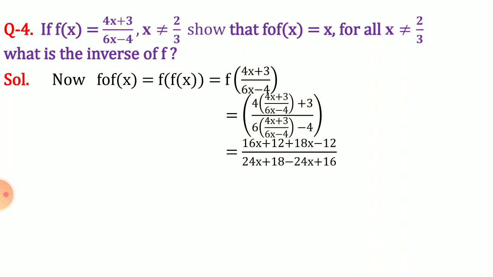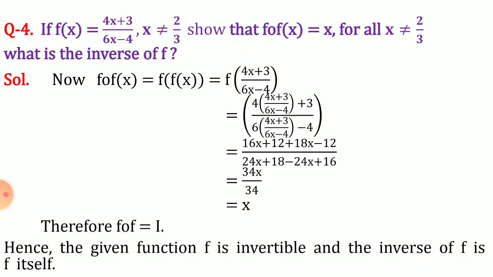So then 16x plus 18x, 16 plus 18 is 34x, upon 18 plus 16, again 34. So 34x upon 34 is equal to x. Therefore f composition f of x is equal to x. x means identity function. Hence the given function f is invertible and the inverse of f is itself.